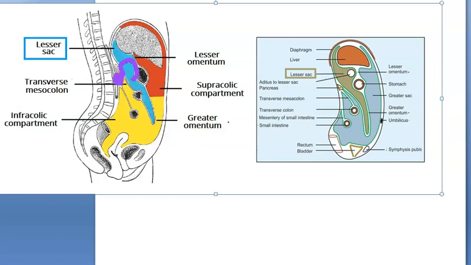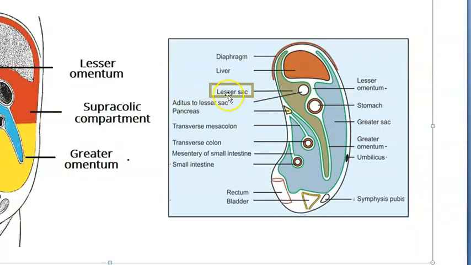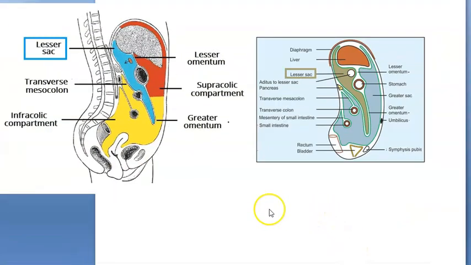So the pseudocyst of pancreas will be where? In the lesser sac. In this diagram, same thing, they have shown the lesser sac in a different color, and the pancreas they have shown in yellow. Okay, so this is the pseudocyst of pancreas.